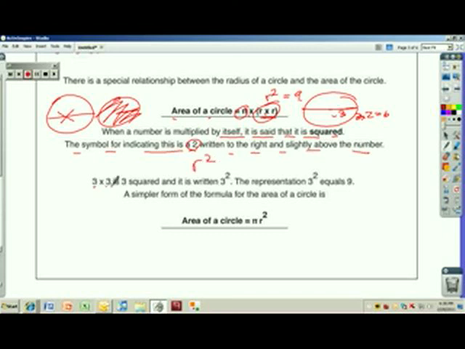Here's the example I just gave you right here. 3 times 3 is 3 squared. It's written 3 like this with a little 2. The representation 3 squared is equal to 9. A simpler form of the formula for the area of a circle is pi r squared.